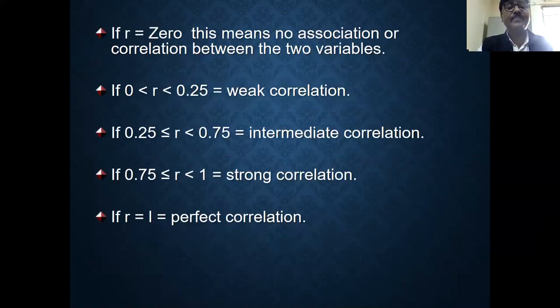The range is the same. If R equals zero, this means no association or correlation between the two variables. If R lies between zero and 0.25, weak correlation. If 0.25 to 0.75, intermediate correlation. 0.75 to 1, strong correlation. And if R equals 1, perfect correlation. Accordingly, you can take the minus values also.